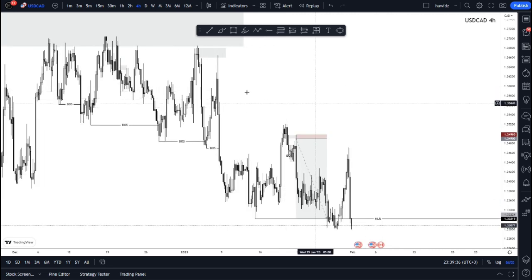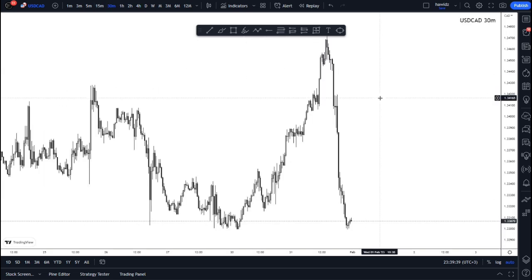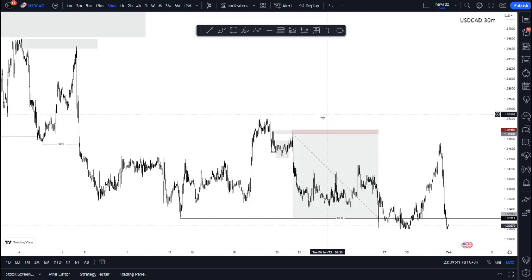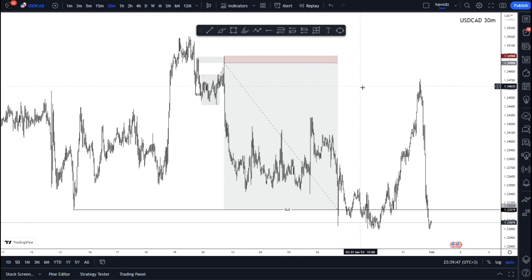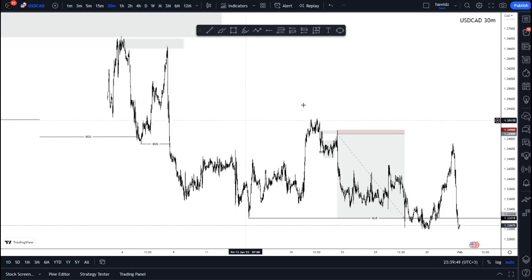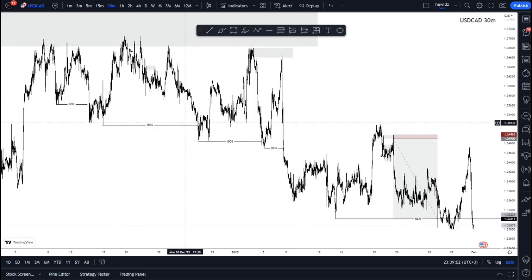Now let's get into it, right? So I'll be breaking down this concept through this trade that I took here on USD CAD a while back, which was a terrific trade of about 1 to 20 risk to reward ratio.